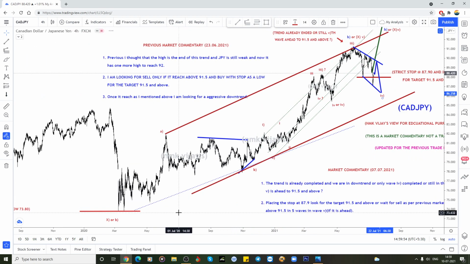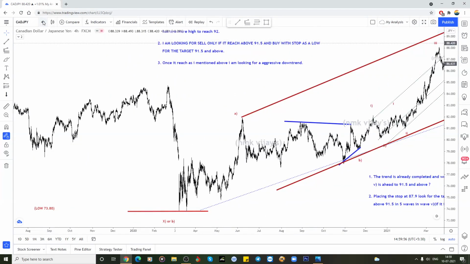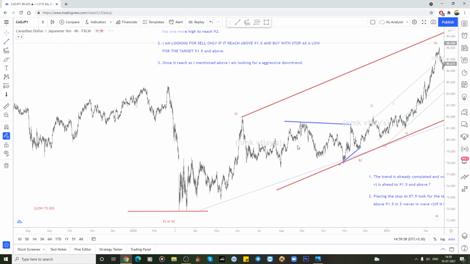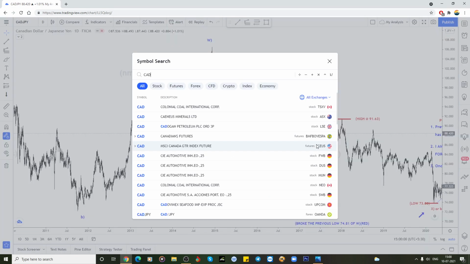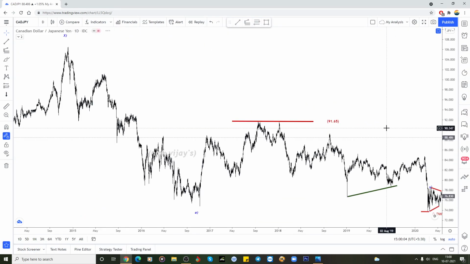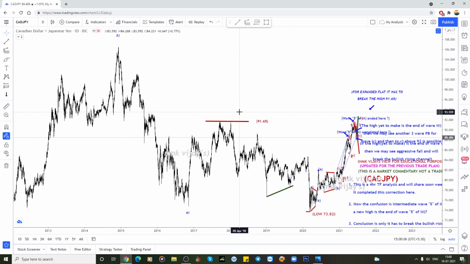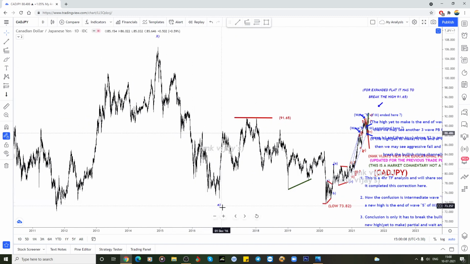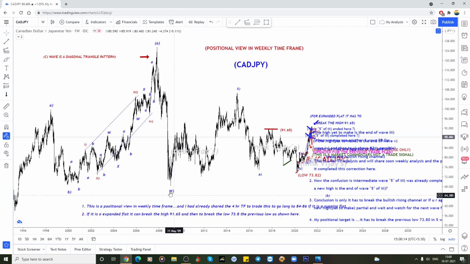And here I need to explain to you my positional view. Once again, CAD JPY in IDC, I have a positional view. See here, I already placed this as a, right? This is a W in the weekly chart. See, this is the W, there's the X, so this looks like a. So this could be a Y wave, it should be a WXY also.